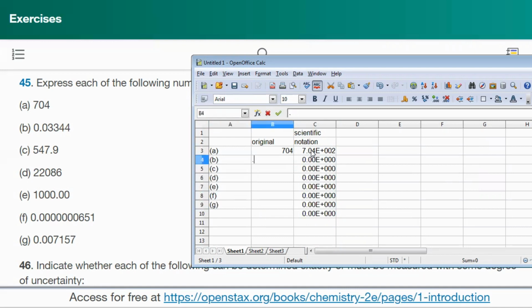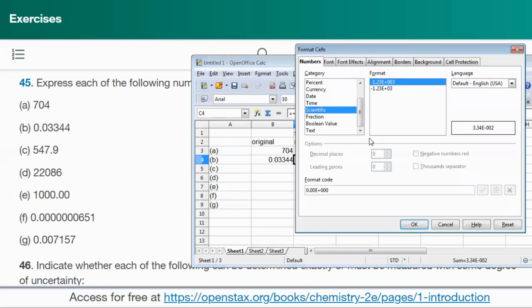So let's enter the numbers. 0.03344. Yeah, it's not going to put the right number of significant figures. Let's see if I can increase this. Okay, so that didn't work out so well, did it? It's not even letting me add decimal places.